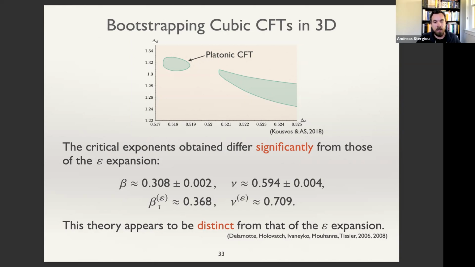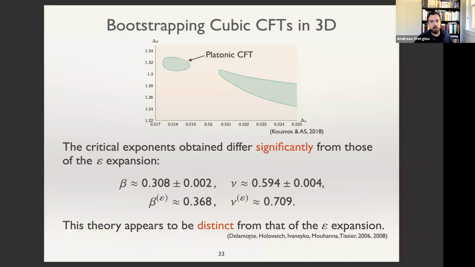In this island, when we determined the critical exponents, they had these values over here. And just to remind you, the critical exponents for the cubic theory of the epsilon expansion are very similar to the critical exponents of the O3 theory. And they are given by these numbers according to the most precise estimates. And so this Platonic CFT appears to be distinct from that of the epsilon expansion.